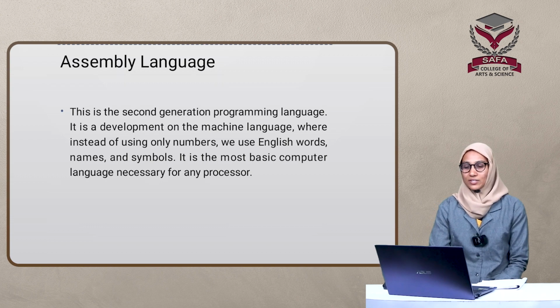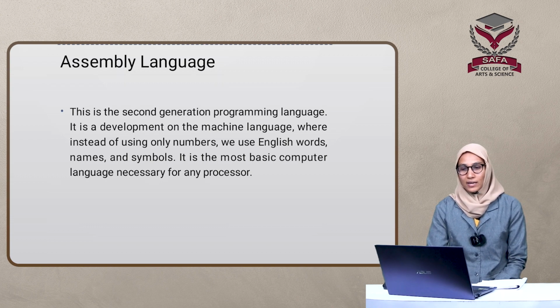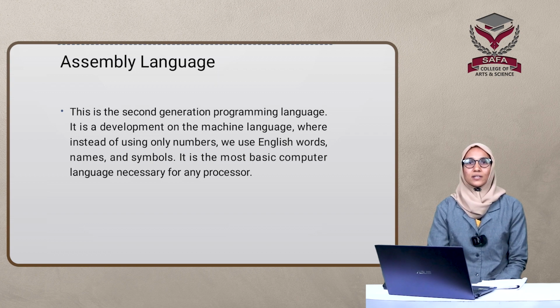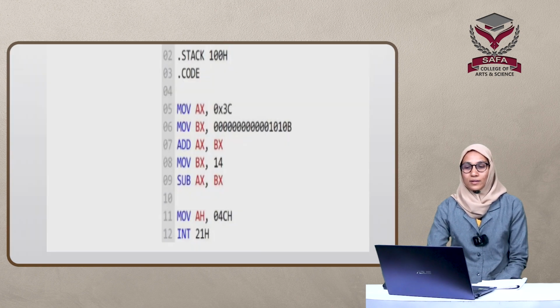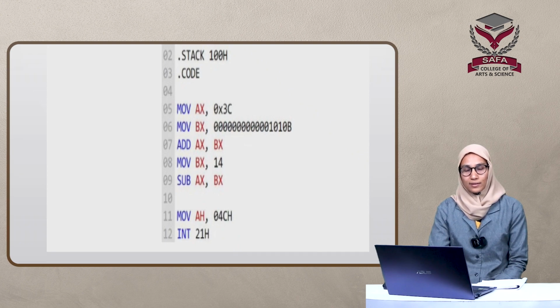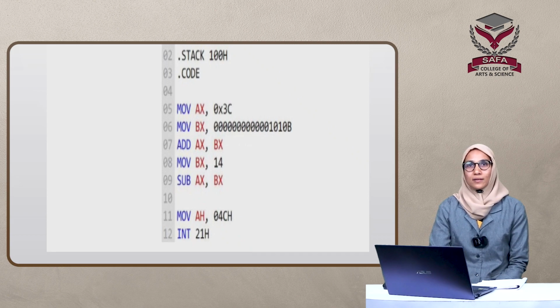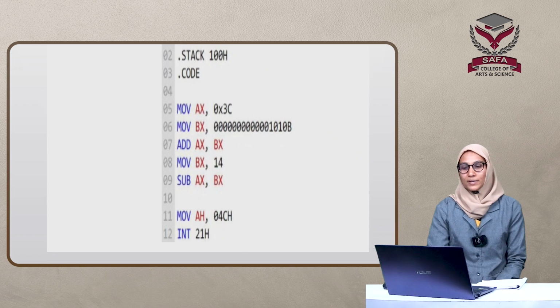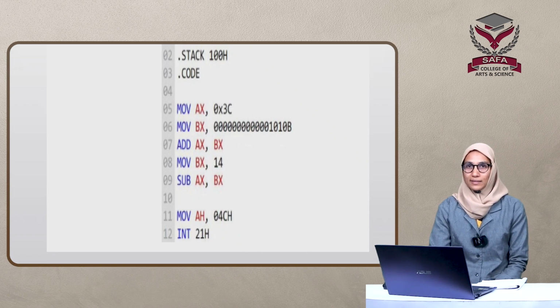All drawbacks of machine language are overcome by using assembly language. This is the second generation programming language. In this programming language, the information is written by using symbols, numbers and words. This is known as mnemonics. Symbols, words. Example is here. We have to add two numbers: add ax comma bx. Also, we use subtraction. Our program code is sub ax comma bx, like this.